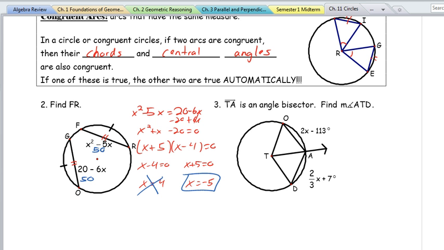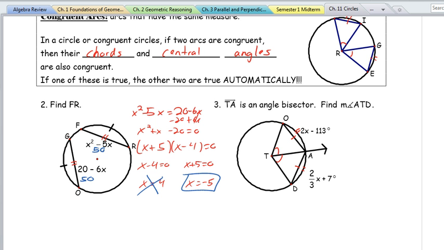And number 3, TA is an angle bisector. Okay, so TA, this guy right here, is an angle bisector. Those angles have now become congruent, which means that chord's congruent, which means that arc is congruent. So we just found out a whole lot of information.